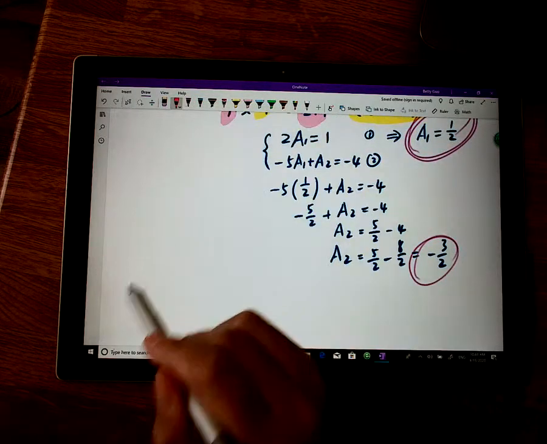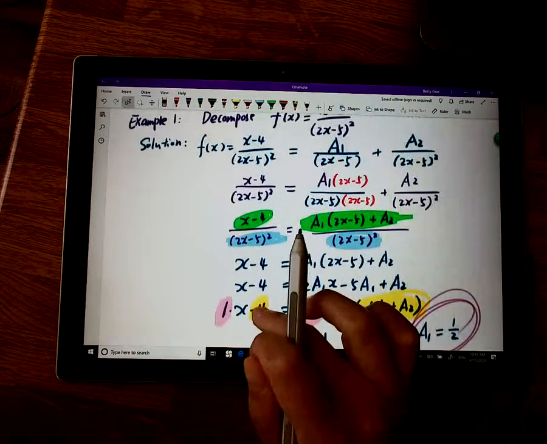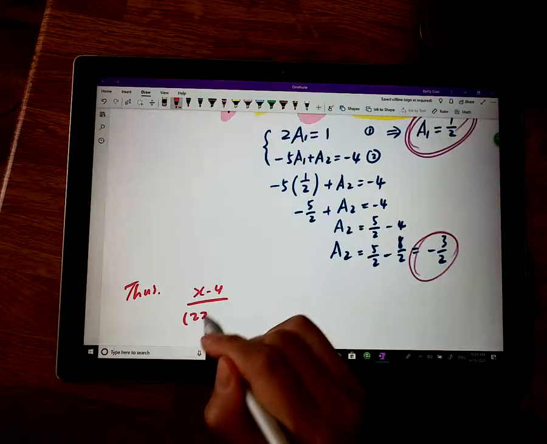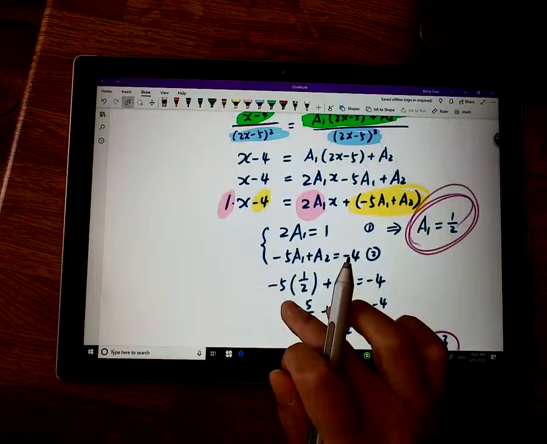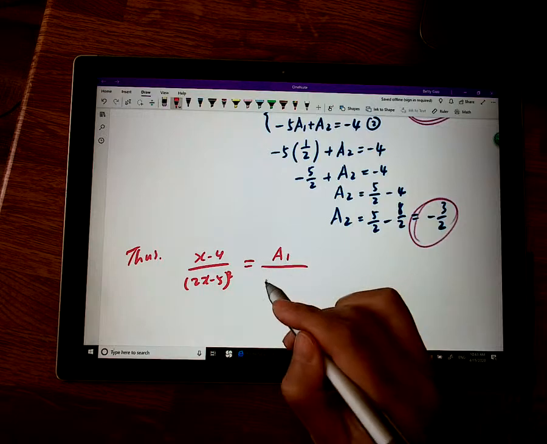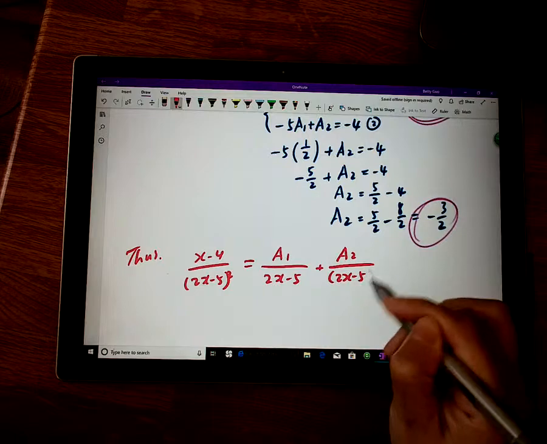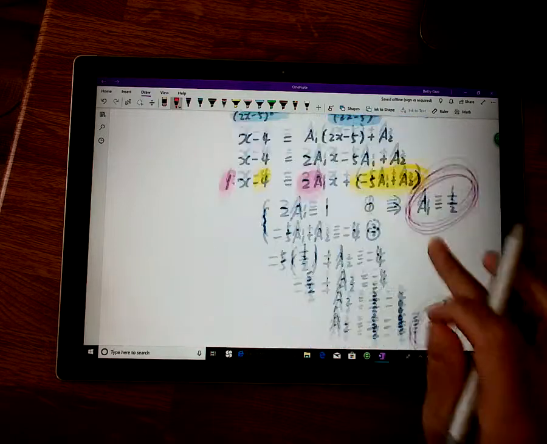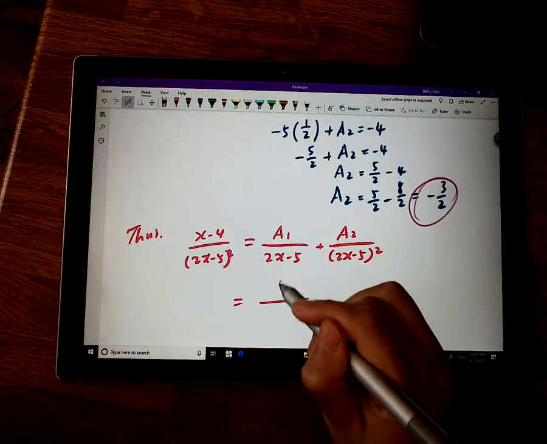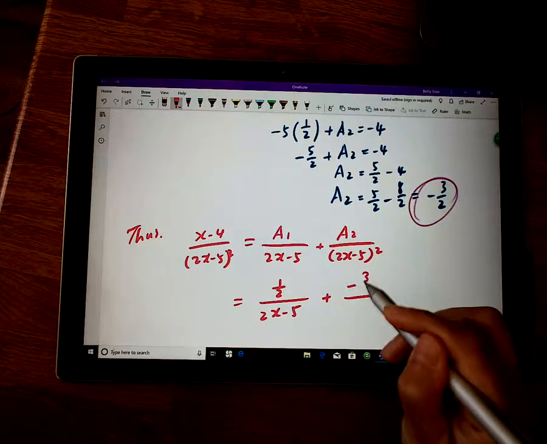So we can make a conclusion. Thus, the decomposition of the original function, x minus 4 over (2x minus 5) to the power of 2, is going to be, remember we decompose this function as a sub 1 over (2x minus 5) plus a sub 2 over (2x minus 5) to the power of 2. Remember that. So now we have the values for a sub 1 and a sub 2. We can put them back. A sub 1 is half here. A sub 2 is negative 3 over 2.